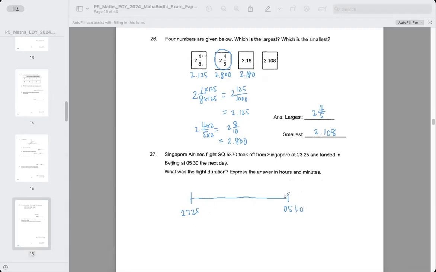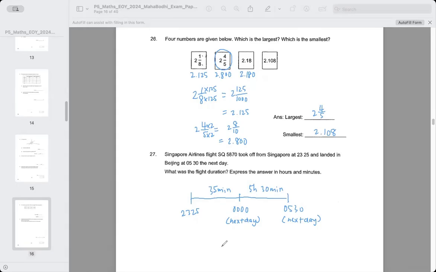So this one you're going to cross the day, because it's going to go to 00:00 of the next day first. This 05:30 is also next day timing. So let me just write here. From 23:25 to 00:00 the next day is actually just 35 minutes, because 00:00 is also 24:00. So it's just 35 minutes away. And then from 00:00 to 05:30 is simply just 5 hours and 30 minutes.